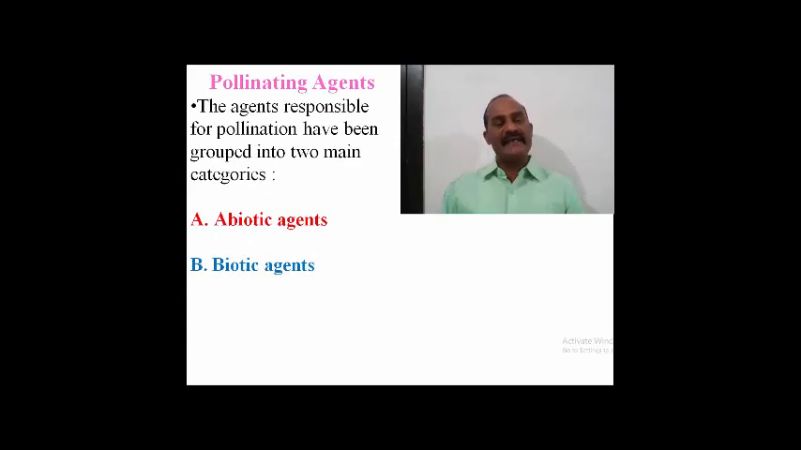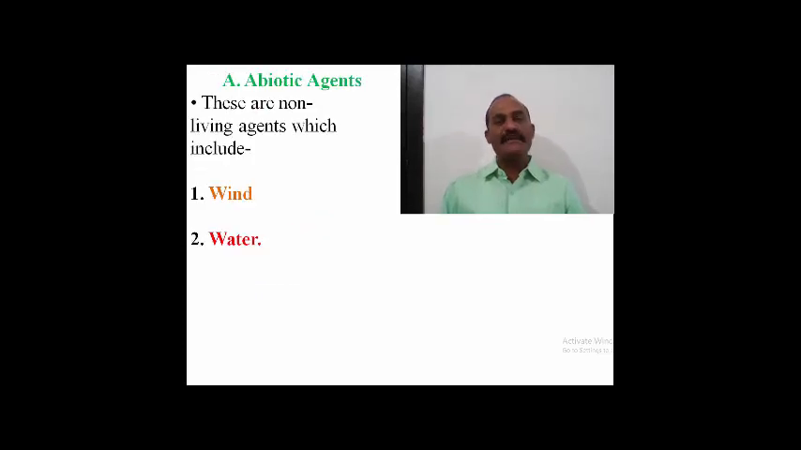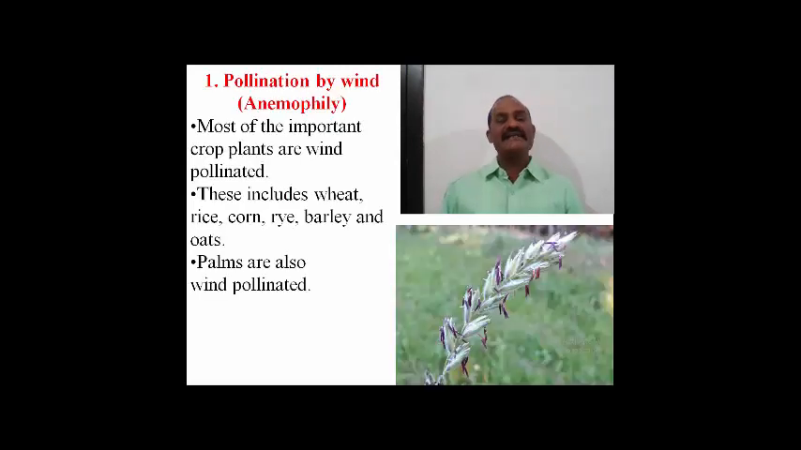Then if we see the mechanisms or the agencies for pollination, they are referred to as pollinating agents. The agents that are responsible for pollination have been grouped into two major categories. The first one is called abiotic agents, and the second one is called biotic agents. As far as abiotic agents are concerned, they include only two. The first one, wind, obviously, and the second one is water. We'll see wind and water pollination in detail.